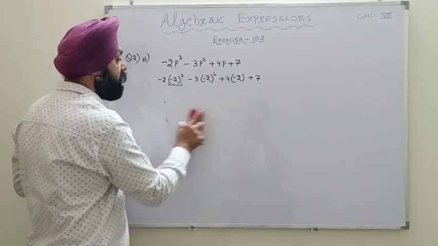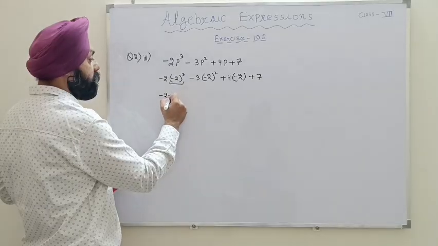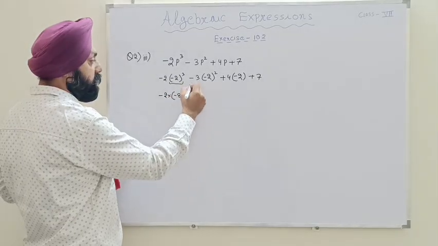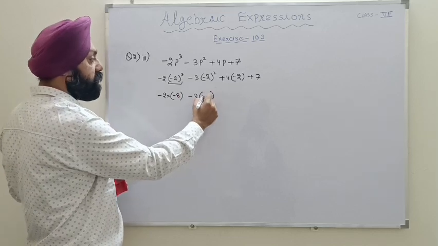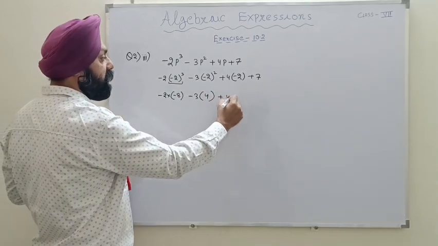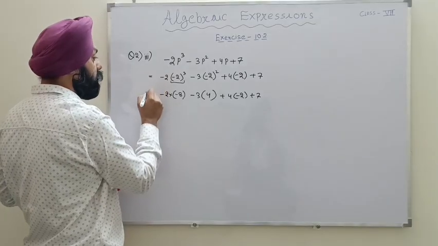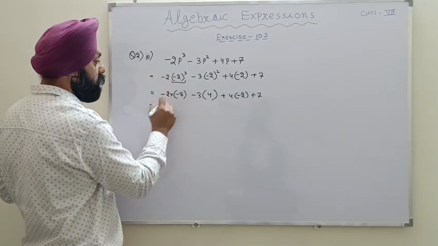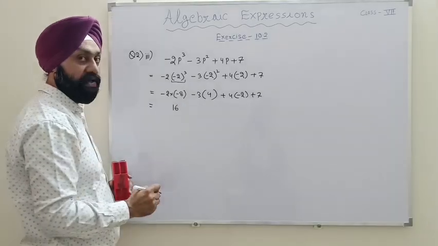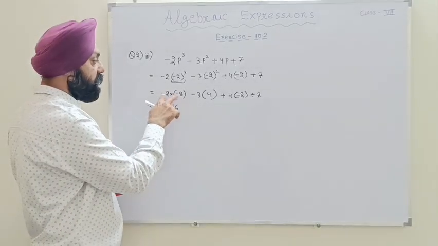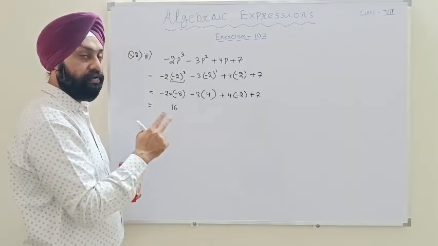Minus 2 raised to power 3. So we can write it like this: minus 2 times minus 8. Now minus 3 times minus 2 square will give positive 4, plus 4 times minus 2, plus 7. So you can put an equals to sign. So it equals to. Now again 8 and 2 will get multiplied. 8 into 2 will be 16. But again now we are having 2 minus signs, and 2 is even. So the answer will be positive.